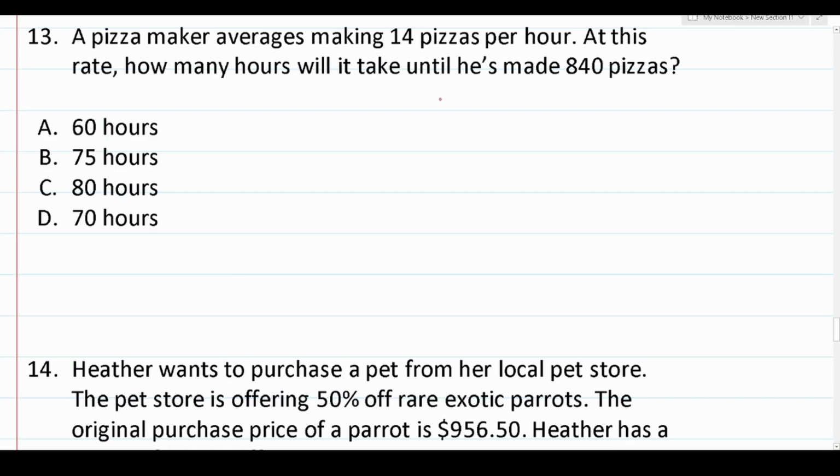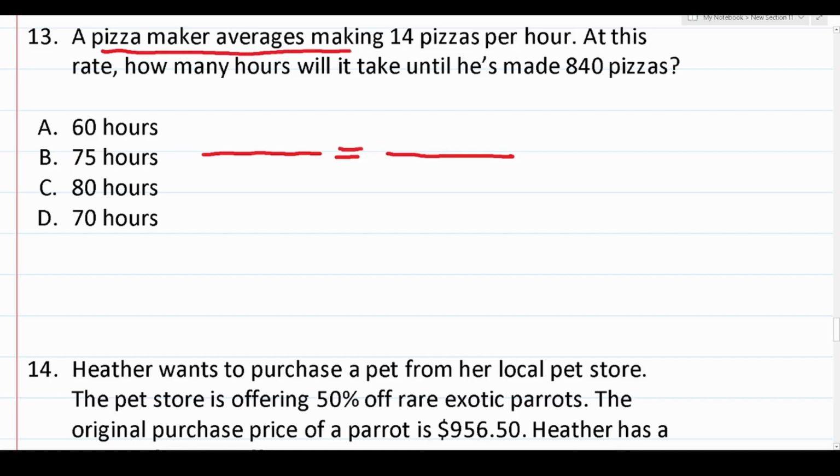All right, number 13 says a pizza maker averages making 14 pizzas per hour. At this rate, how many hours will it take him until he's made 840 pizzas? So to solve this one, we're going to set up a proportion, and that proportion is going to look like this. We're going to have an equal sign and two fractions that are equal to each other, and we're going to fill in this left-hand side with the information that's given.